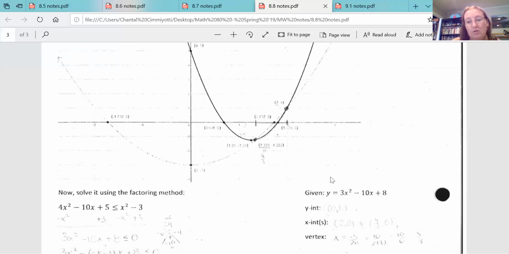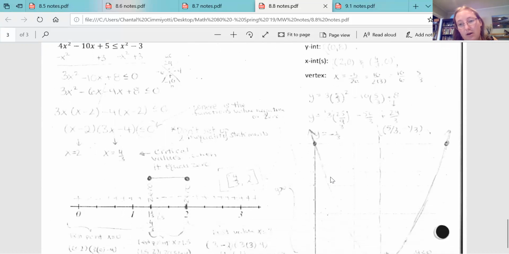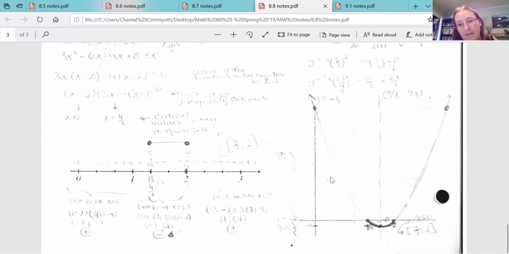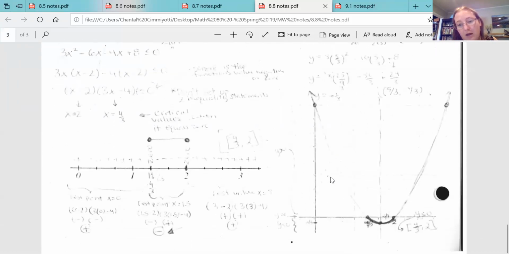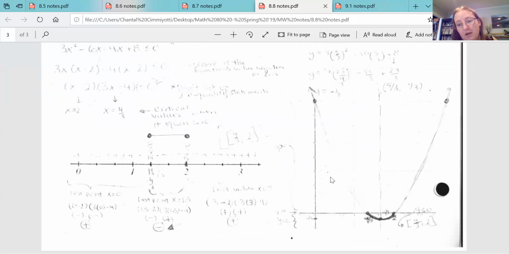If you have this equation, you can also get it by looking at the graph with the calculator. I just want to show you that it does match up graphically.